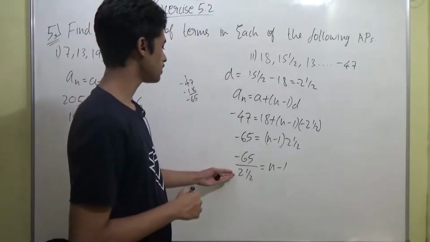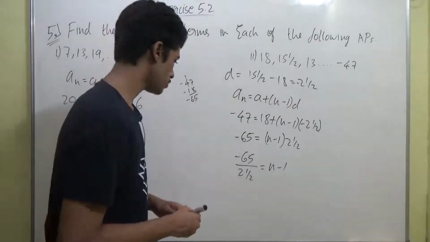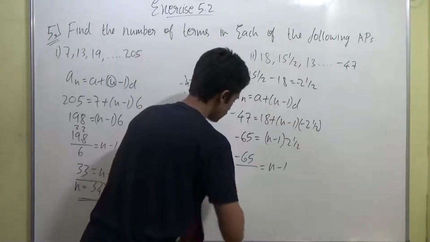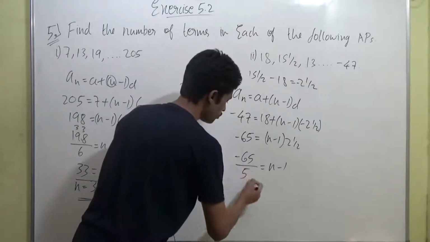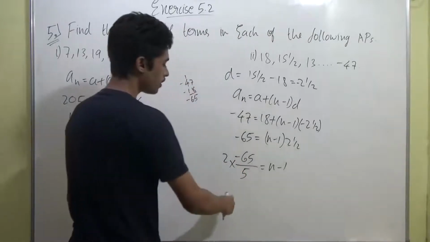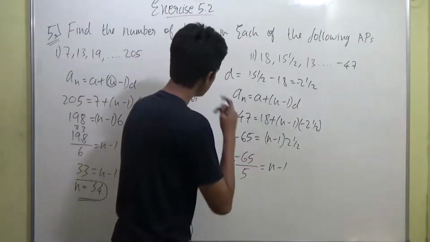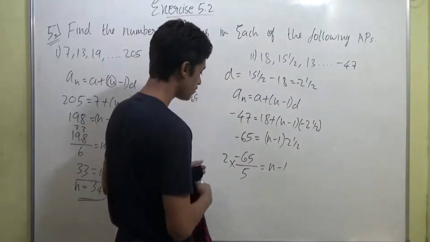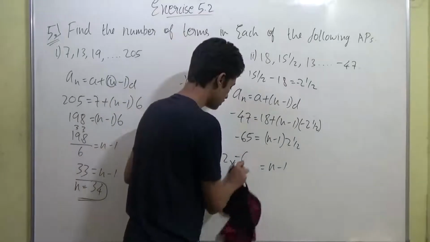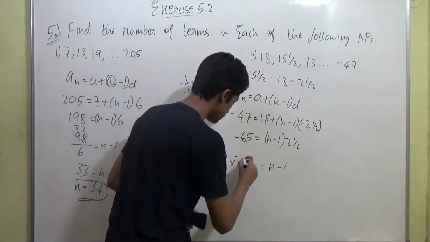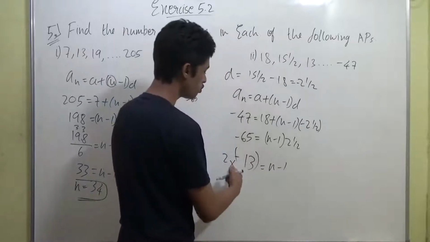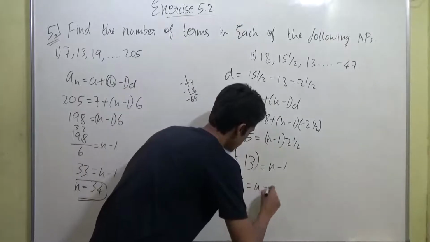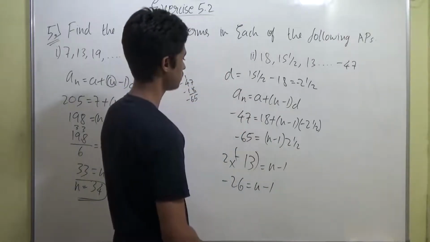So 2.5 is nothing but 5 by 2. If I write it as 5 by 2, 5 will be here and 2 will go up, because of the fraction. So if I do this, 65 by 5 will become 13. So it will become 2 into 13 equal to n minus 1.